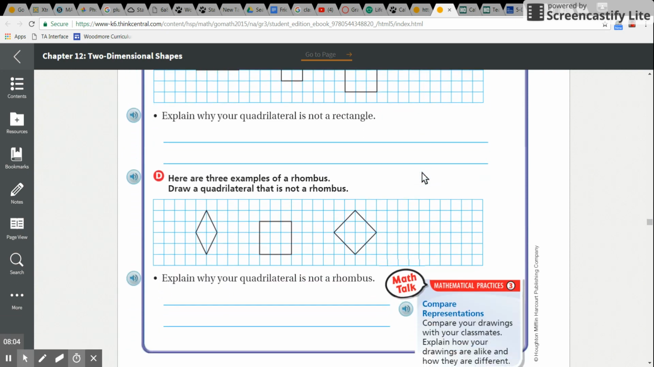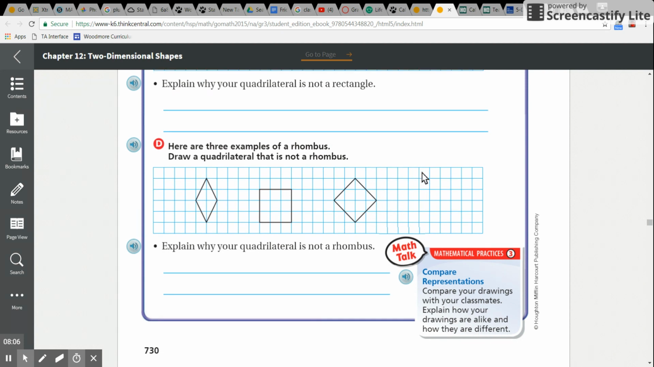Here are three examples of a rhombus. Draw a quadrilateral that is not a rhombus. So a rhombus, we know from old Mr. Rhombus who sat on that square, it just squashed that square down. So we want to draw a picture that is not a rhombus. So here's a rhombus, and somebody will say, wait a minute, that's a square. But remember, a square is everything. And then here's also a square just turned to the side. Now a rhombus does not need to have right angles, but this one obviously does.